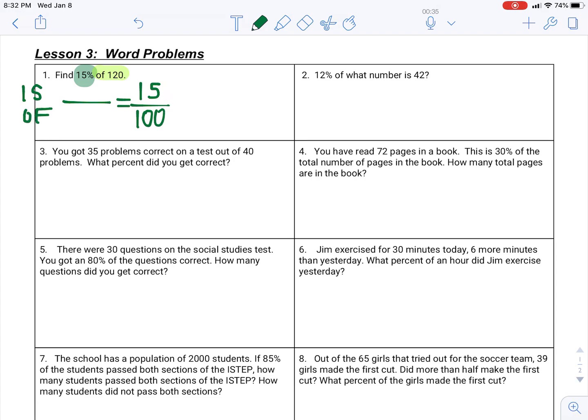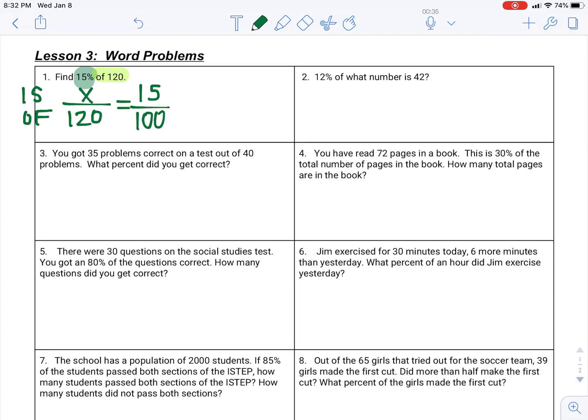So if it's of 120, that 120 is going to go on the bottom, and the is is going to go on the top. Then we are going to cross multiply. So we get 100x equals, and then remember, just for tomorrow's quiz, you can use a handheld calculator for that. But if you don't have a handheld calculator, you're going to have to do this all by hand. So 120 times 15 gives us 1800. And when you divide by 100 on both sides, you get x is equal to 18.